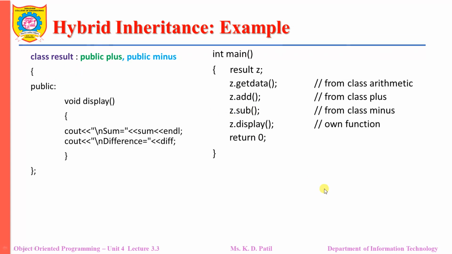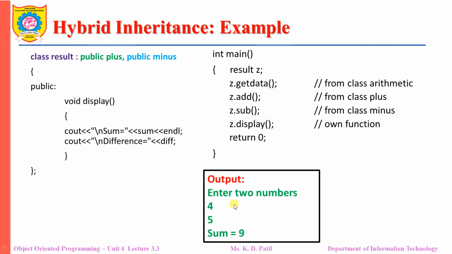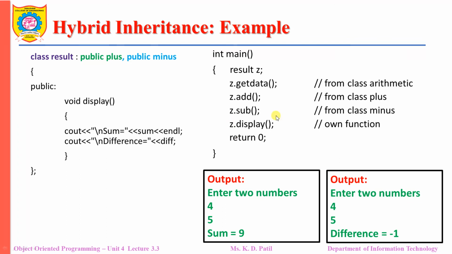Okay, so what will be the output? The output is very simple. When we call this get data function, the two numbers will be entered by the user, 4 and 5 for example, and the sum will be calculated by the plus class and displayed. Okay, and when the sub function is invoked, again two numbers will be entered by the user, 4 and 5, and the difference will be calculated as minus 1. Okay, so likewise, this is the hybrid inheritance.